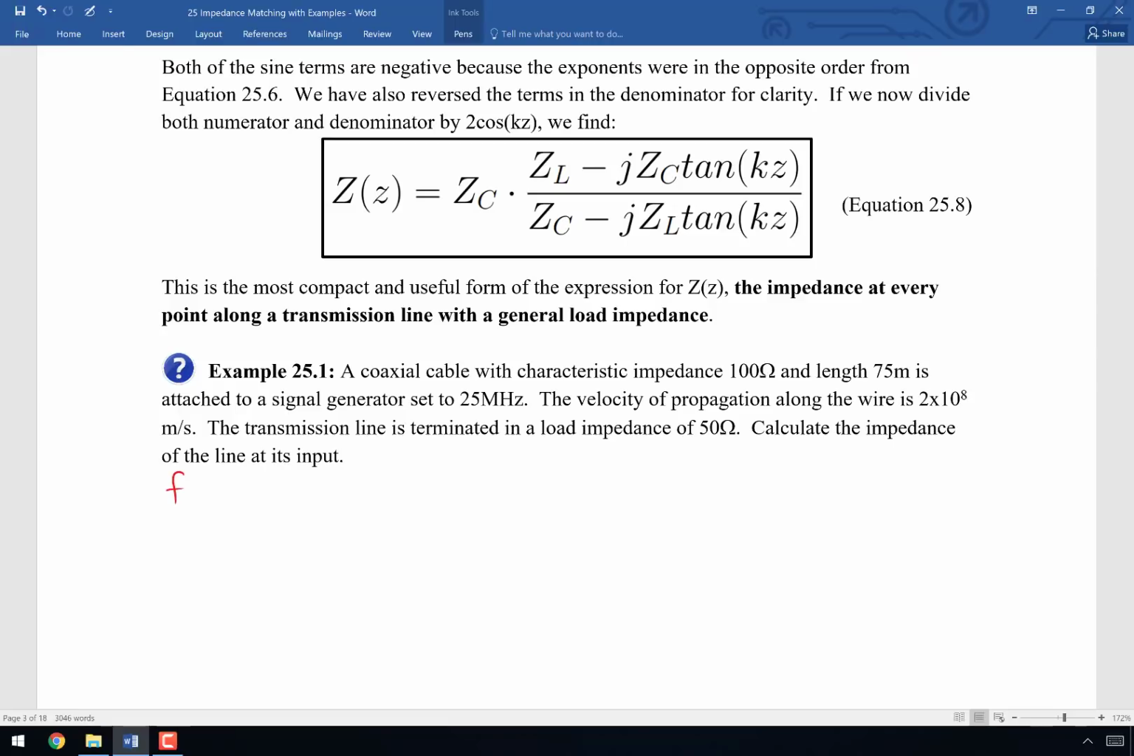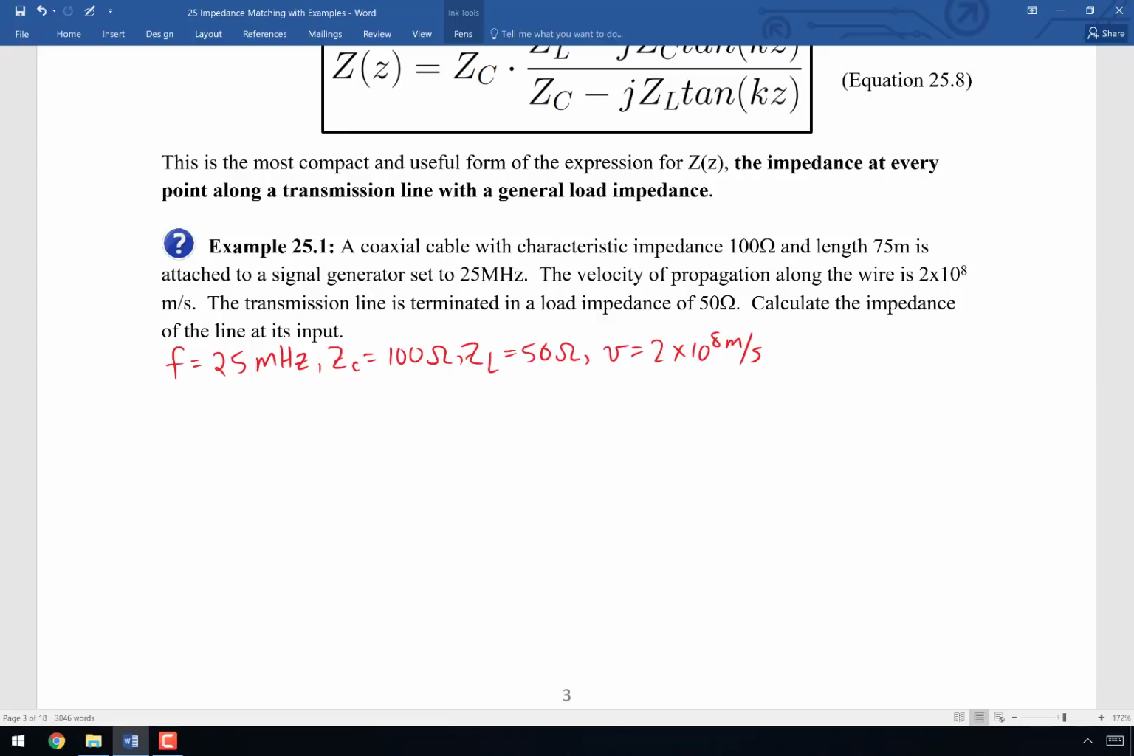Well, we know that the frequency is 25 megahertz. We know that the characteristic impedance is 100 ohms. We know that the load impedance is 50 ohms. And we know that the velocity is 2 times 10 to the 8th meters per second. So those are the known quantities. Let's now calculate the wavelength.